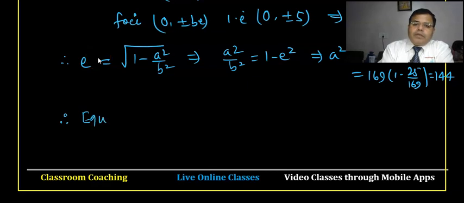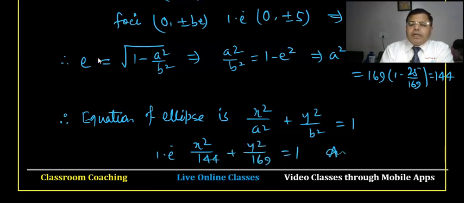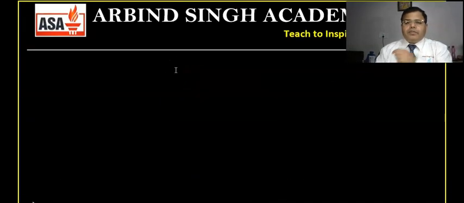And hence, therefore, the equation of ellipse is x square by a square plus y square by b square is equal to 1, that is x square by 144 plus y square by 169 is equal to 1. That is the answer. Okay. Now, one more question, and the question is question number 12.